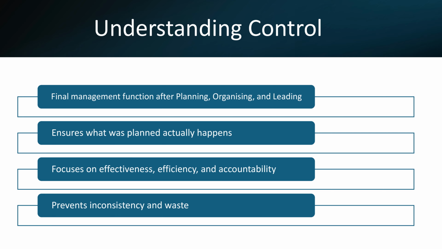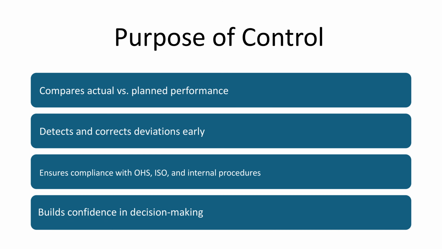Now let's take a look at why control matters in management. Control ensures that organization objectives are achieved as planned. It involves setting standards, measuring performance, comparing results, and taking corrective action. Every plan, no matter how well designed, will face obstacles. Machines may break down, employees may misunderstand instructions, or materials may arrive late.